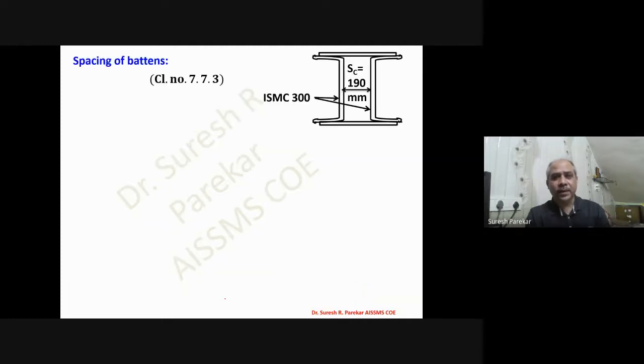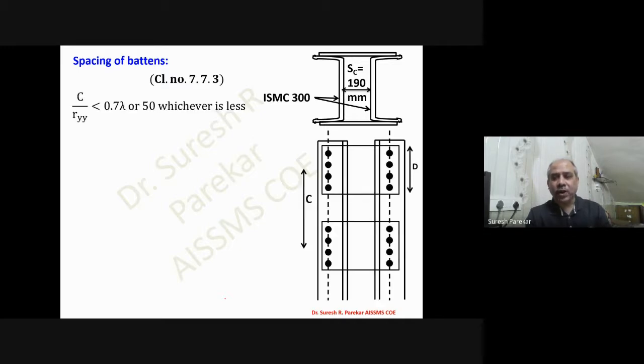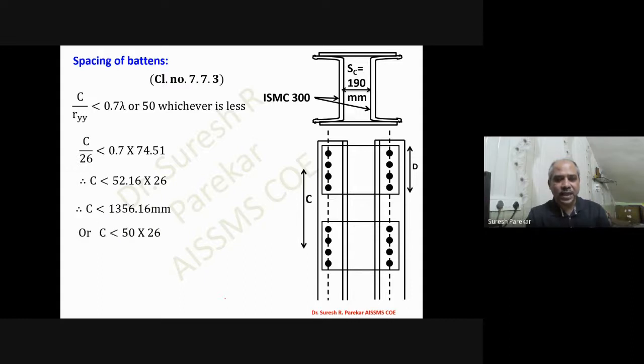Now we will go for the battens system. So we have spacing of battens. You can see this. We have top, that will be the end batten. Then we have intermediate batten C upon RYY not less than 0.7 lambda or 50, whichever is less. So we have calculated the value of C for two criteria. First, for 0.7 into lambda, C is less than 52.16, that is 0.7 into 74.51, which gives me the value 1356.16, and the second criterion of 50 gives 1300.